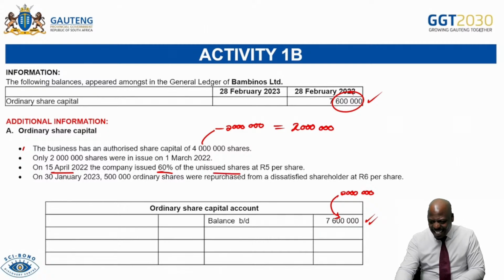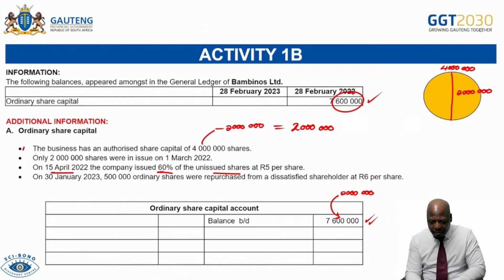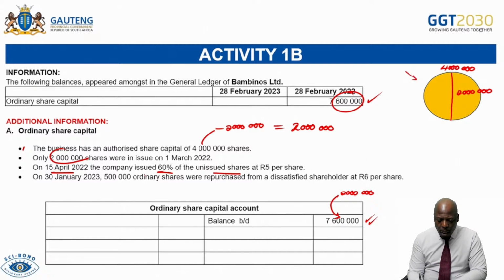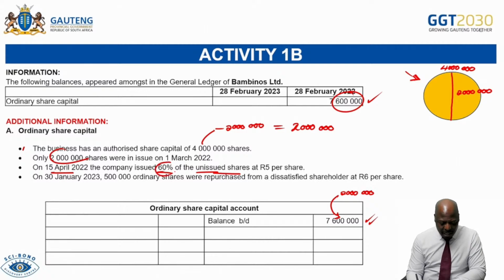Now, it says on the 15th of April, the company issued 60% of the unissued shares. Let's explain this a bit better. This big pie, I know it's a funny color for a pie, is our authorized share capital, and the total is 4 million. From this 4 million, we have already issued 2 million. We can still issue this other 2 million on this side. Once they say unissued, they are talking about the 2 million that has not yet been issued. Of that 2 million, the company has issued 60%.